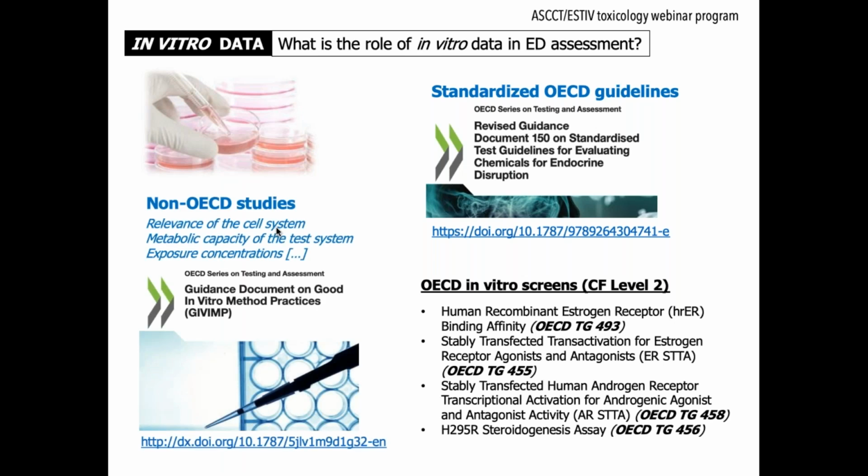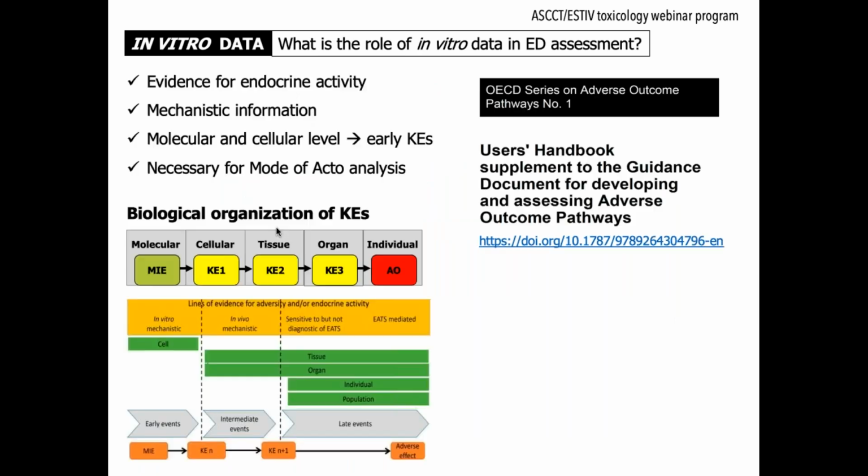However, information from non-OECD studies should also be considered after evaluating the relevance and the metabolic capacity of the cell system, among other factors to be considered in in vitro assays. And all these factors are collected in the guidance document on good in vitro method practices. But why are these in vitro studies so important?